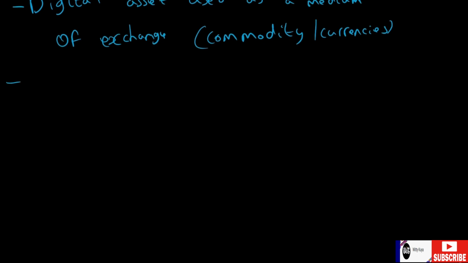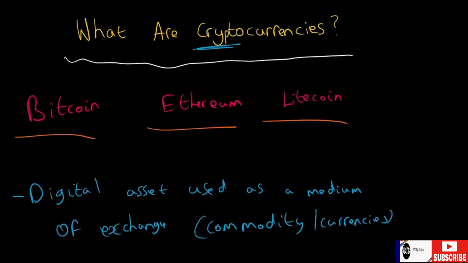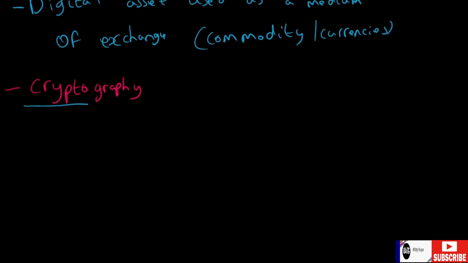Behind the scenes, they use something called cryptography, hence where the crypt part comes from, or crypto I should say, in cryptocurrencies.